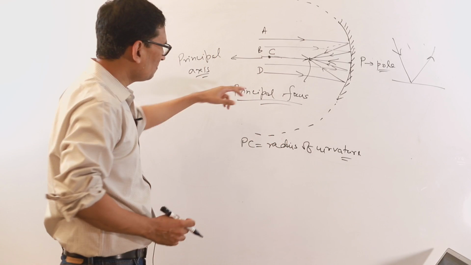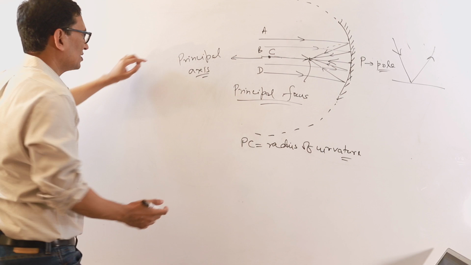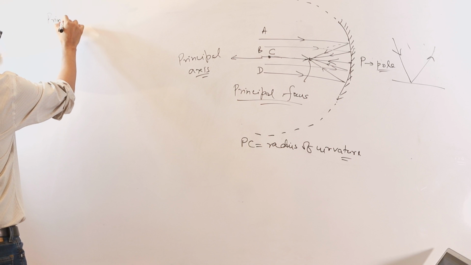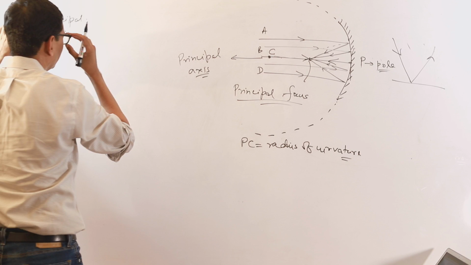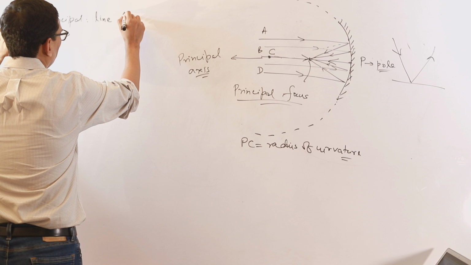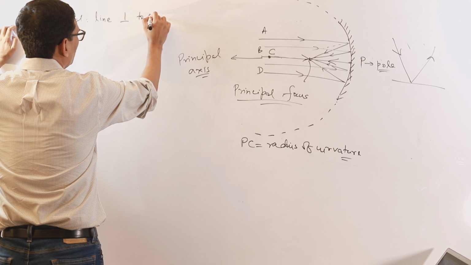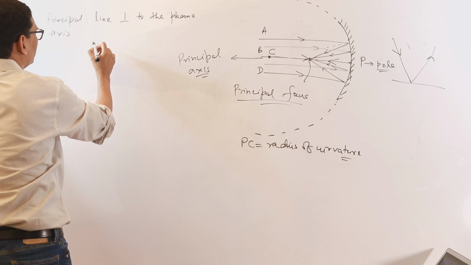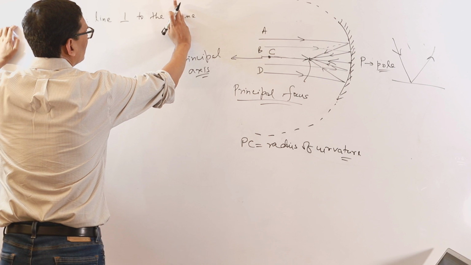So right now there are four things that I want you to know, and I want to remind you. First is the center of the mirror, we call it pole, number one. Number two, principal axis. Let me just write it here: principal axis. The line perpendicular, this sign means perpendicular, okay? Lines perpendicular to the plane.